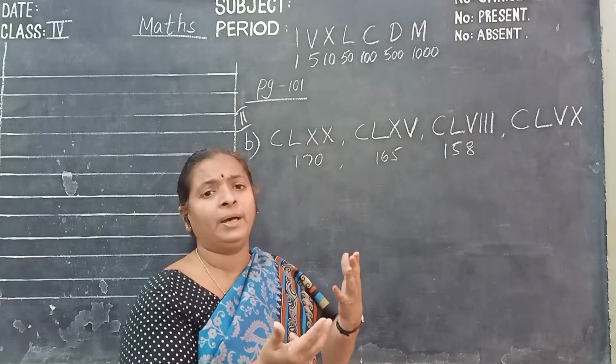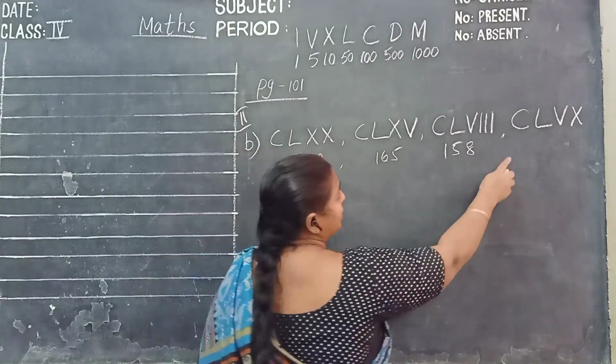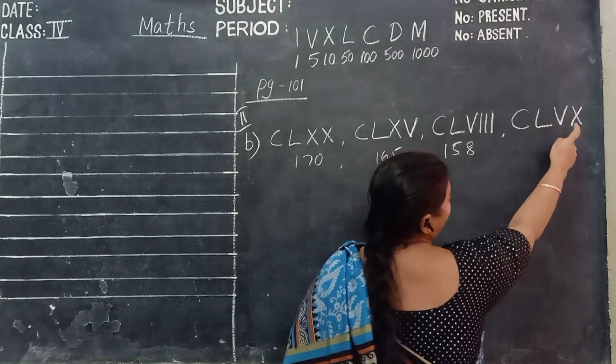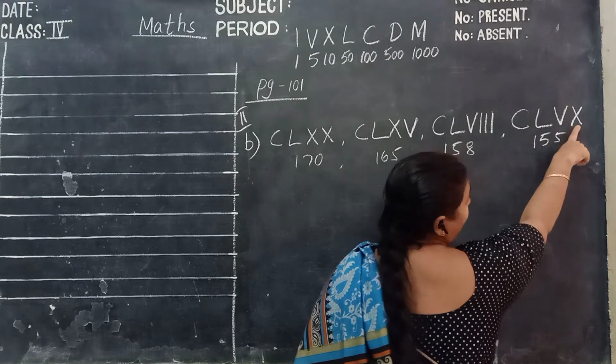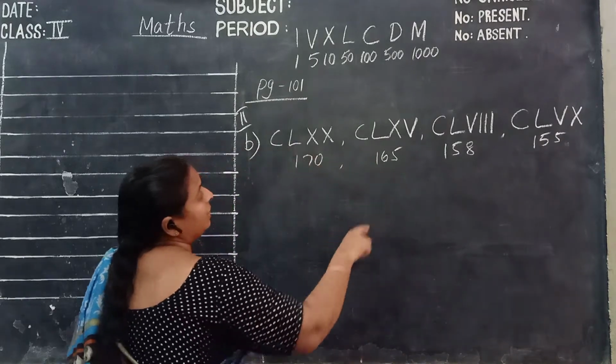If we have any number on the left side, then we should subtract it. See, children, 10 minus 5. This is 150. 10 minus 5, 155. Here 10, we should subtract 5. 155, children.